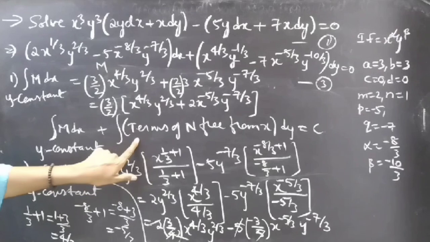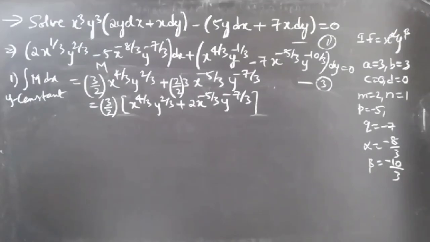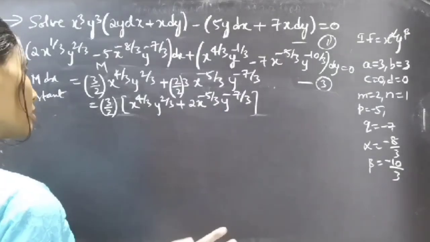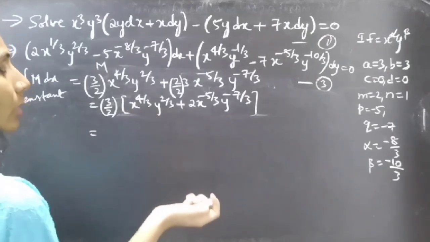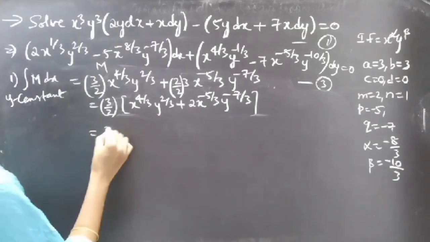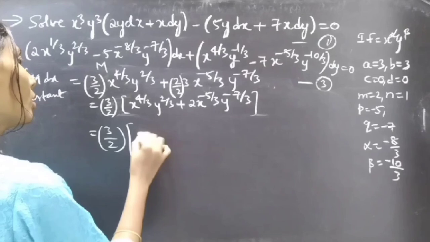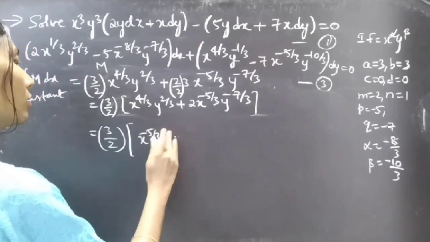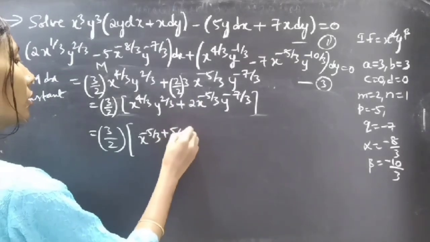Okay, now coming to the second integral. See, we can take x power minus 5 by 3 y power minus 7 by 3 common from these two terms. But in the first term you don't have any x power minus 5 by 3 y power minus 7 by 3. So what we'll do is, we'll just add and subtract minus 5 by 3.